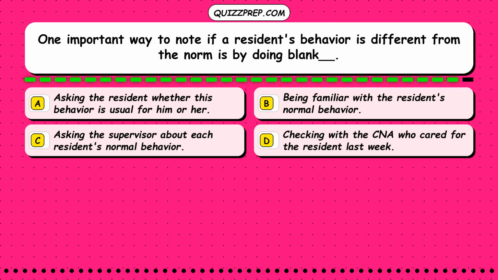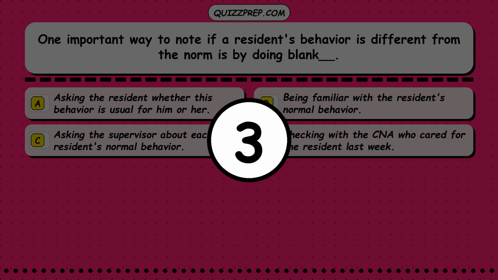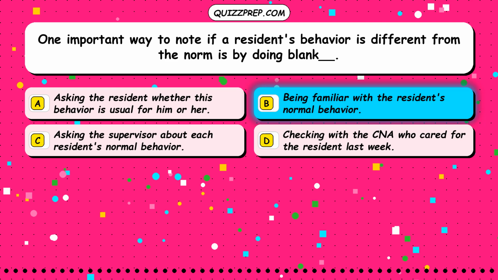Question 34. One important way to note if a resident's behavior is different from the norm is by doing blank. Option A, asking the resident whether this behavior is usual for him or her. Option B, being familiar with the resident's normal behavior. Option C, asking the supervisor about each resident's normal behavior. Option D, checking with the CNA who cared for the resident last week. The correct answer is option B, being familiar with the resident's normal behavior.